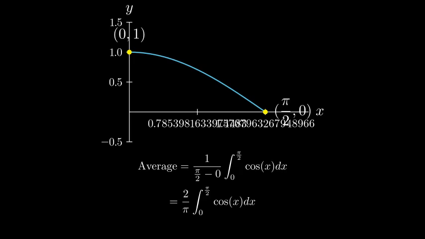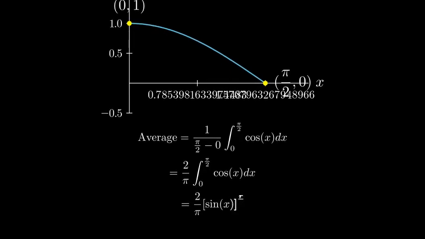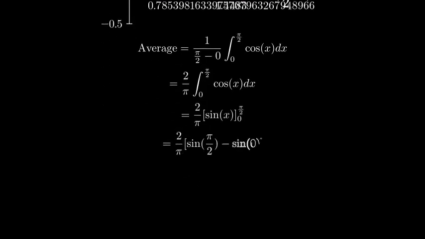Now let's evaluate the integral. The integral of cosine x is sine x plus c. So we have 2 over pi times sine x evaluated from 0 to pi over 2. Let's substitute the endpoints. We get 2 over pi times sine of pi over 2 minus sine of 0.